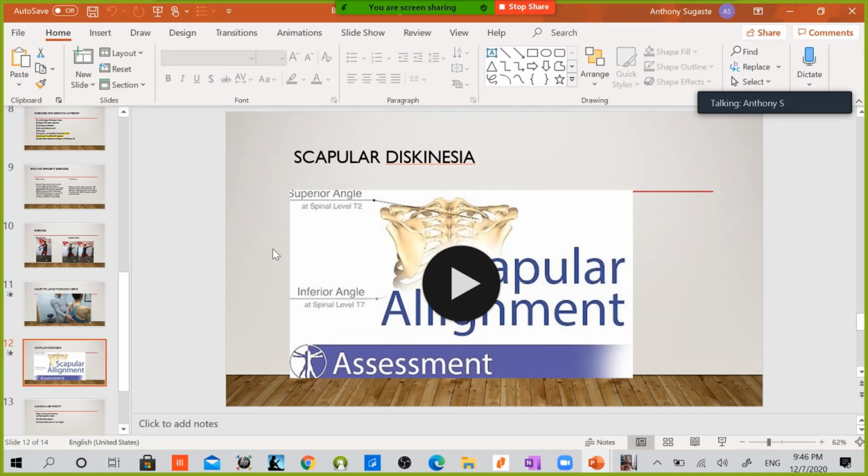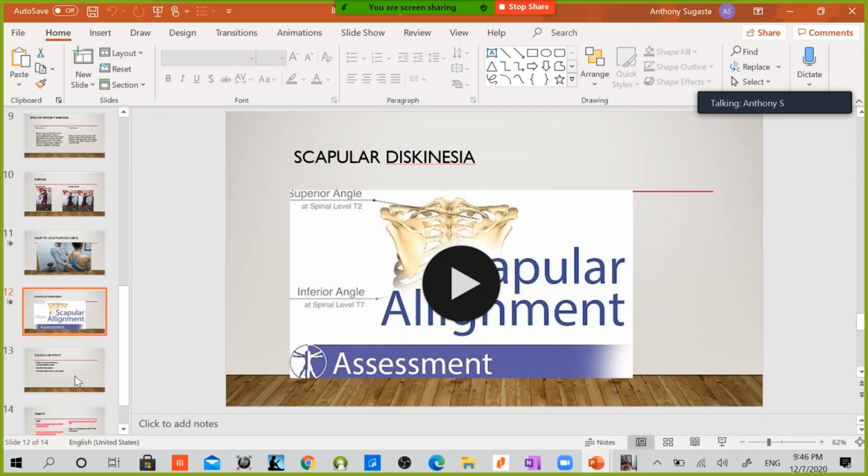I'll let you guys look through this. So this is looking at your scapular alignment. If you don't have that control, it goes into several other muscles when it comes to scapular dyskinesia that we were talking about. So this is a nice little clip that you guys can watch on your own.